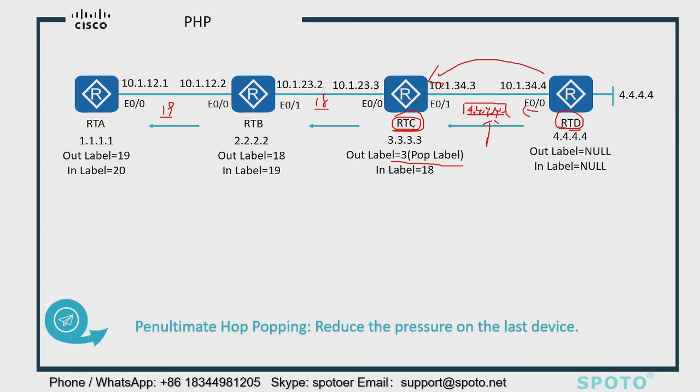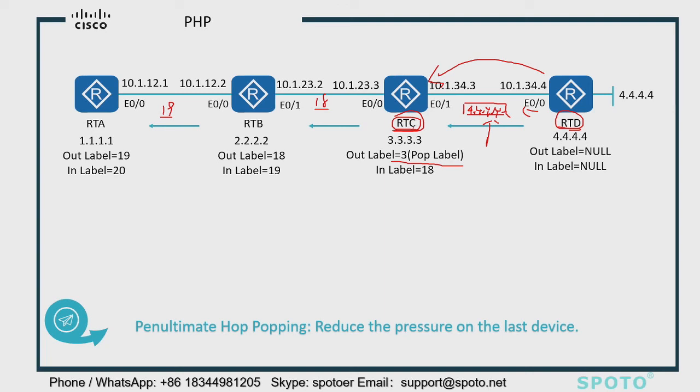It's the default function of the LDP protocol. It means when you configure LDP, the default situation is just like this. The penultimate router will have the special outgoing label 3. It's called the POP label. The penultimate router will remove the label. So I repeat it again: it's used to reduce the pressure of the last device. So this is all the knowledge for today's sharing class about MPLS.